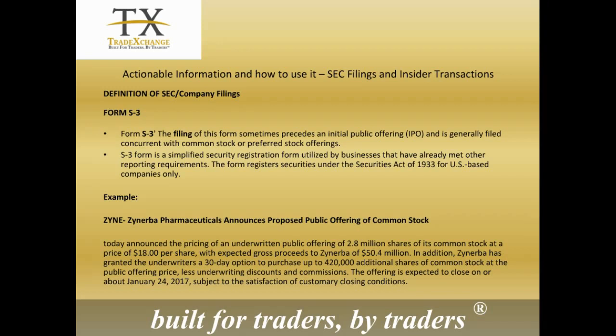So let's get into S3s. There's a number of ways that we communicate S3s. Basically, these are offering of shares. Could be a automatic shelf offering, could be a mixed shelf, different types of S3s. So Form S3, the filing of this form sometimes precedes an initial public offering and is generally filed concurrent with common stock or preferred stock offerings. S3 form is simplified security registration form utilized by businesses that have already met reporting requirements. The form registers securities under the Securities Act of 1933 for U.S.-based companies only.